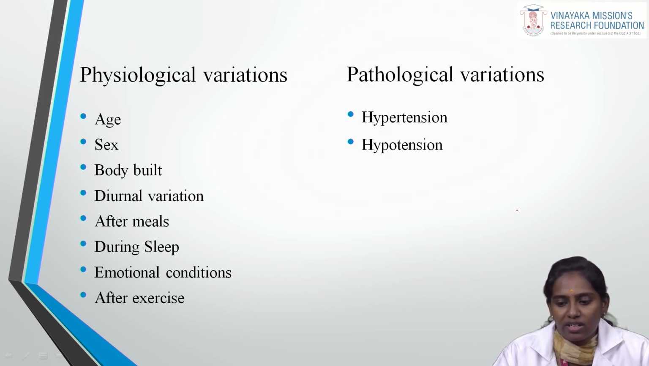And in the pathological variation, means in the diseased condition, what are all the diseases? The main diseases you will get in BP alteration are hypertension and hypotension. Hypertension means increase in BP, hypotension means decrease in BP.